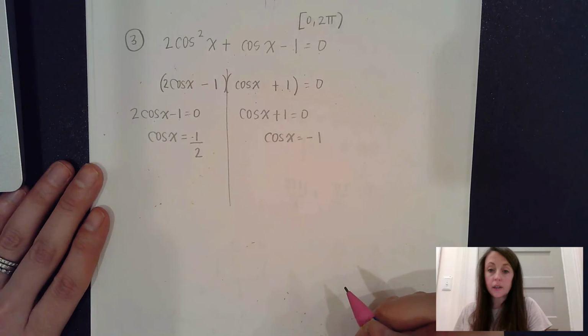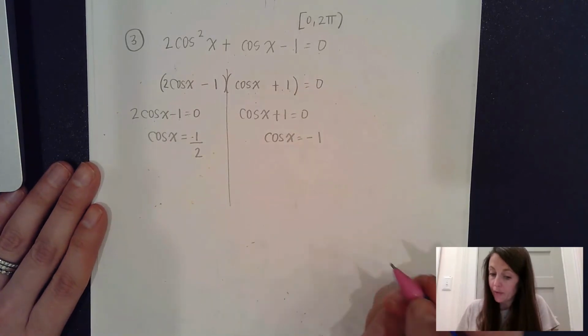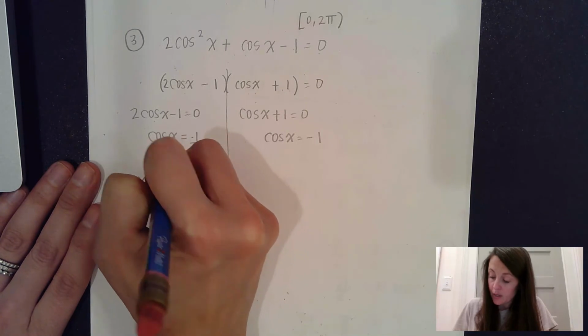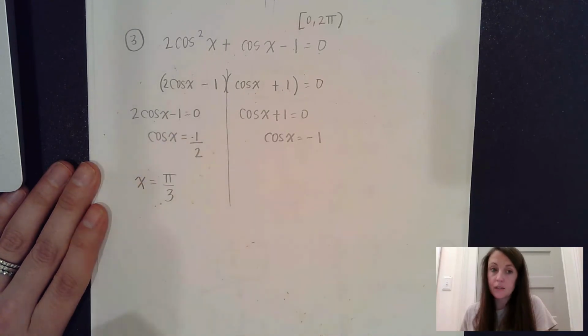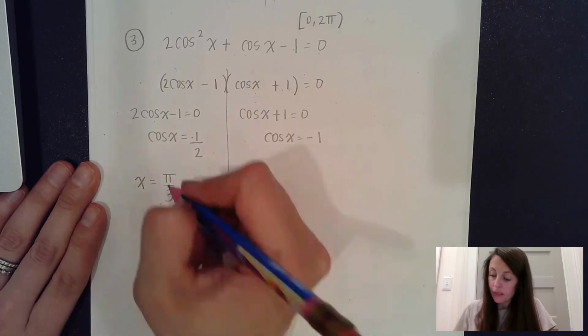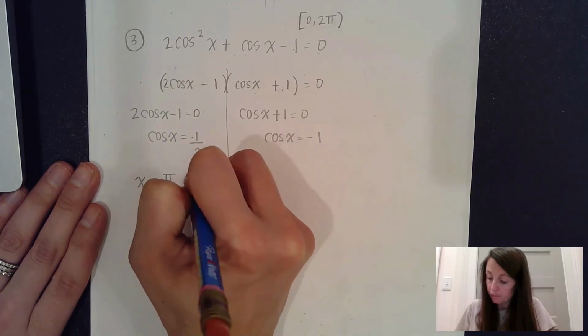So where is cosine of x going to be equal to 1/2? So that's going to be the x value. It has to be a positive 1/2, so it's going to be pi over 3, and that's also going to be 5 pi over 3.